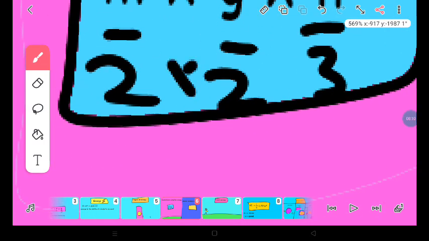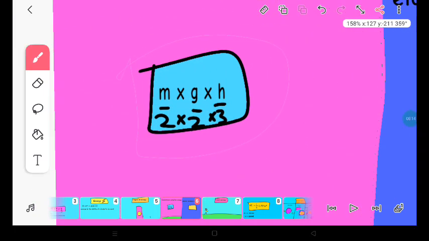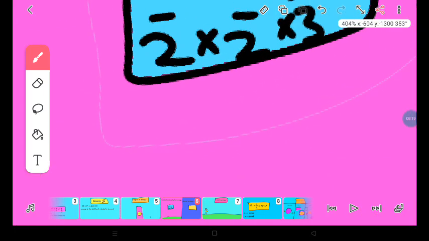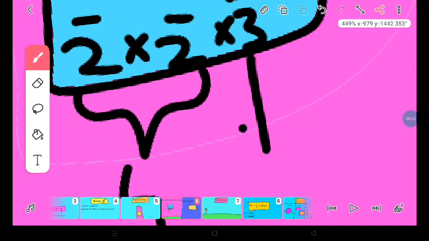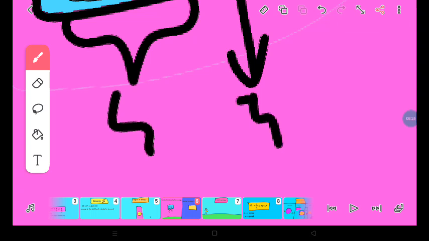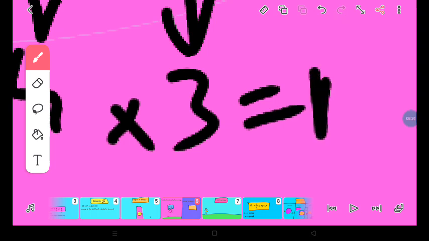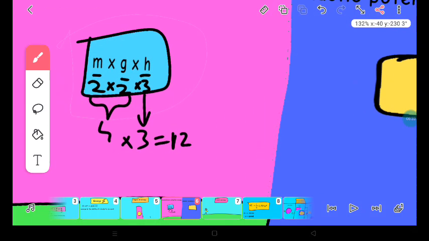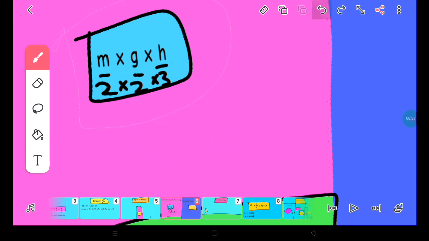So let's solve it. The gravitational potential energy of this rectangle is equal to M multiplied by G multiplied by H. 2 multiplied by 2 is 4. So we can simplify. 4 times 3 is 12. The gravitational potential energy of this cyan rectangle is 12.